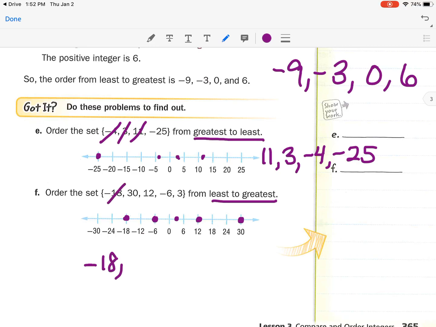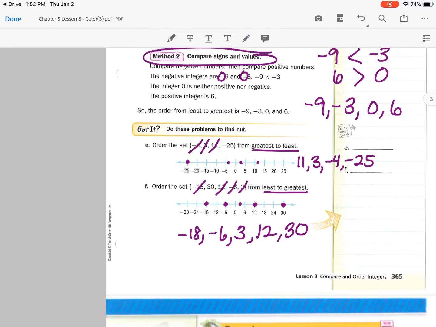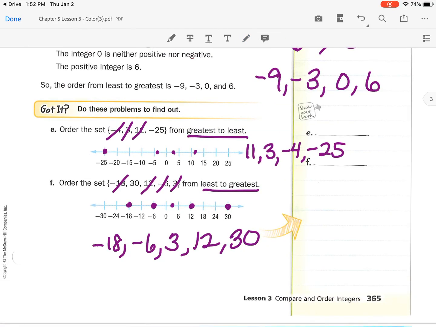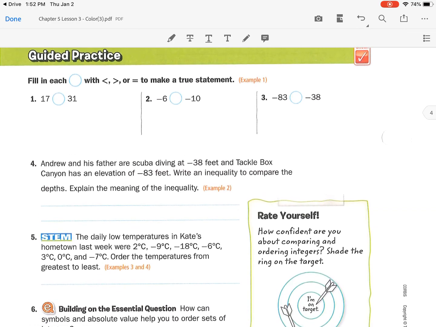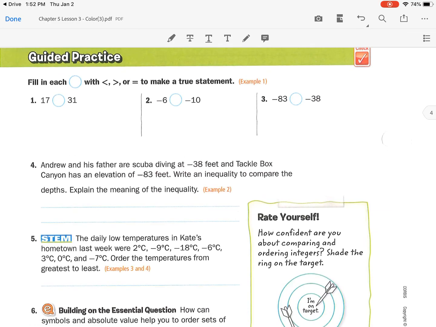-18 here. That one's done. Then it was -6. Cross that one off. This one was 3. Cross that one off. And then it was 12. Cross that one off. And then it was 30. And so we have now ordered them from least to greatest, meaning my negative numbers are first all the way up to my positives. Okay, go ahead and turn your page, and we're going to do some practice problems right down here on the guided practice on page 366.